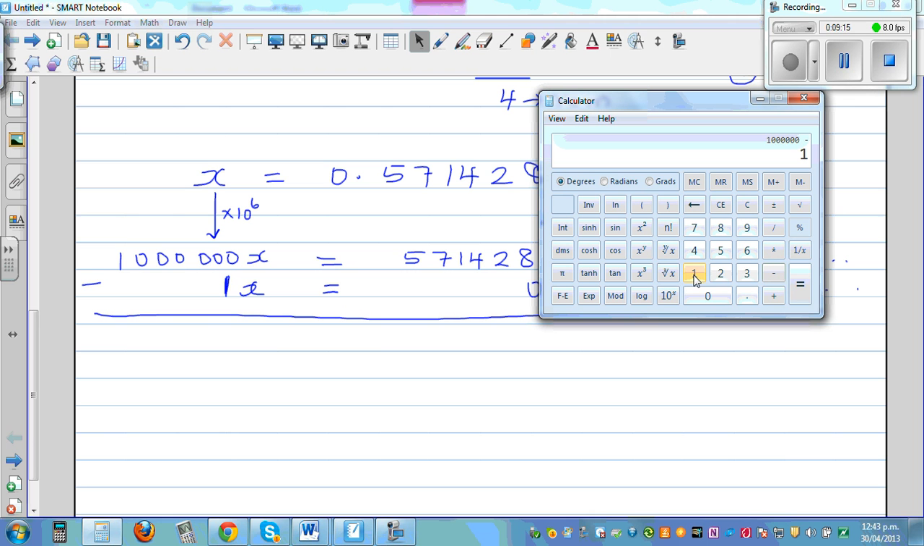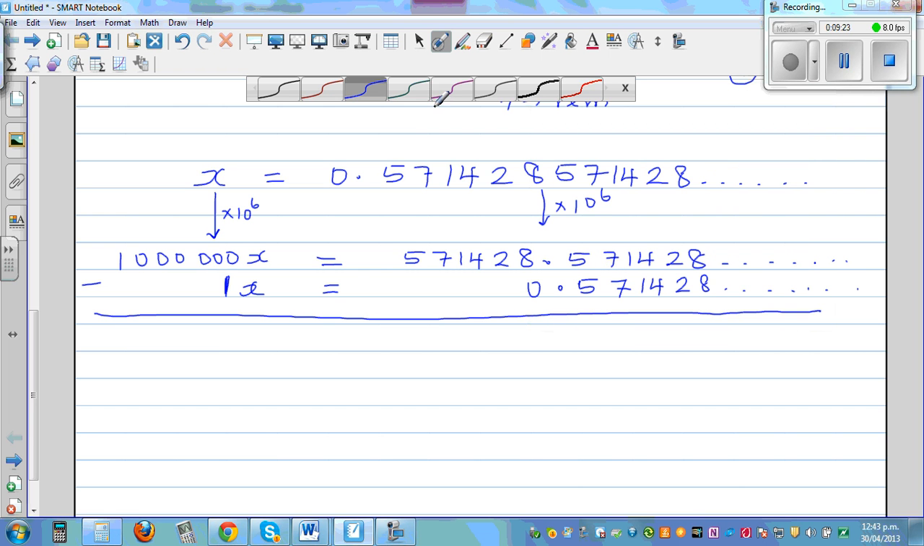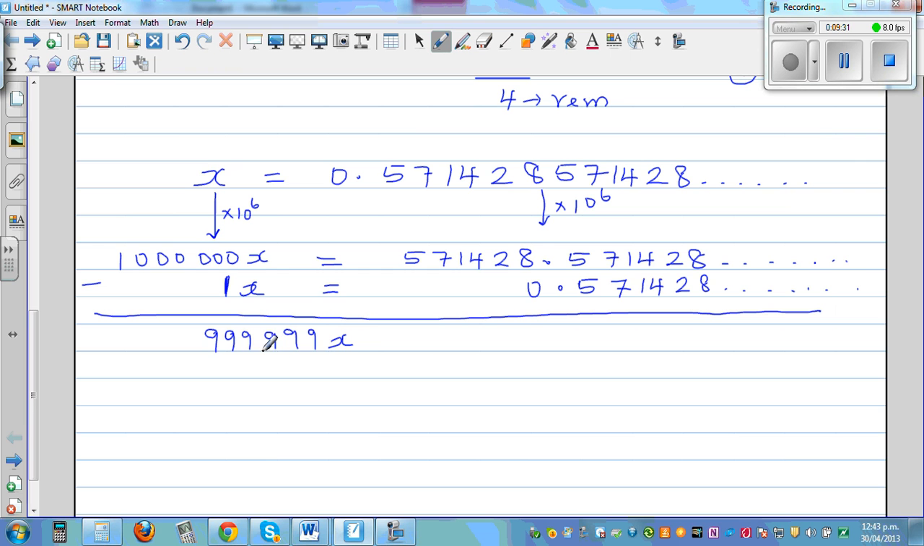Take away 1 will give you how much? How many nines? That is 1, 2, 3, 4, 5, 6. Okay, so that is 999999x. This is 1 less than 1 million. Okay, that is equal to 571428. Okay, this minus this, the decimal will disappear. So dividing both by this, x will be 571428 divided by 999999. Okay, so this is 1 less than 1 million.